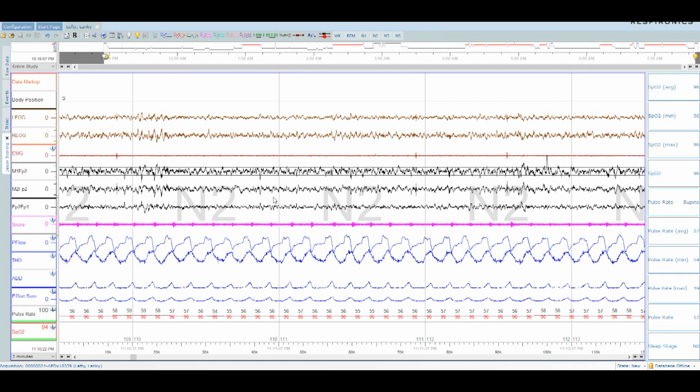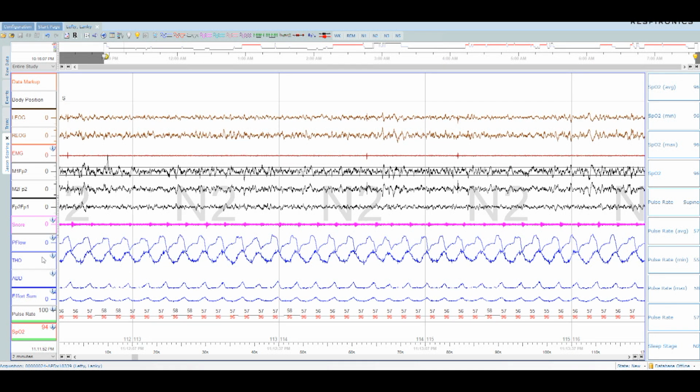So we're looking for complete obstructions in the airflow. So this flow right here, we're looking for flattening. We're looking for 30% decreases. We're looking for decreases prior to arousals, things like that. Looks like we have some little possible snores here.